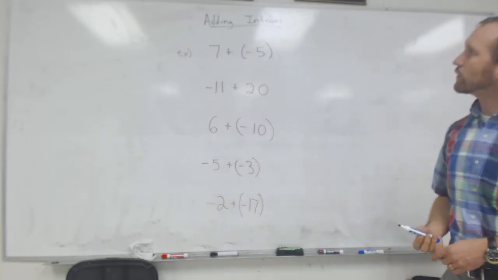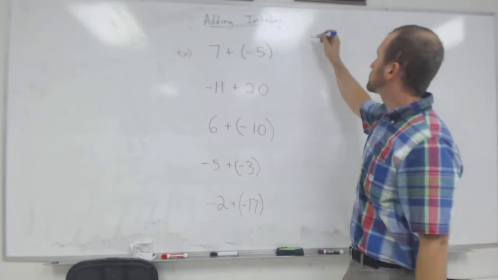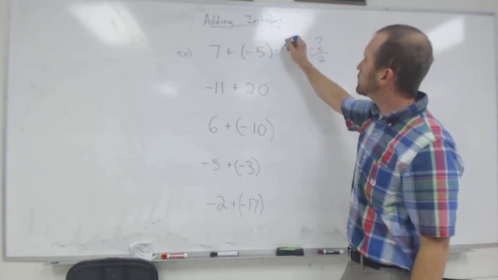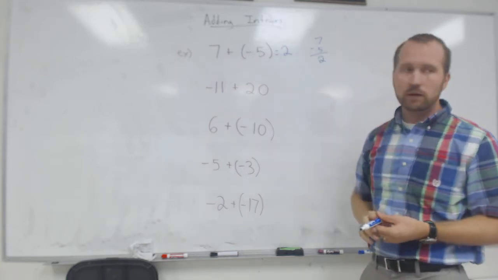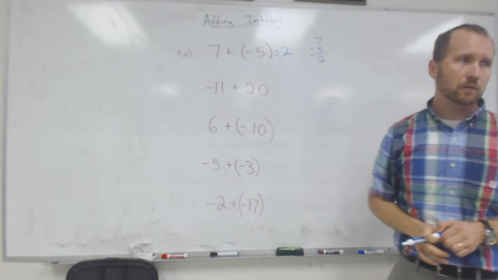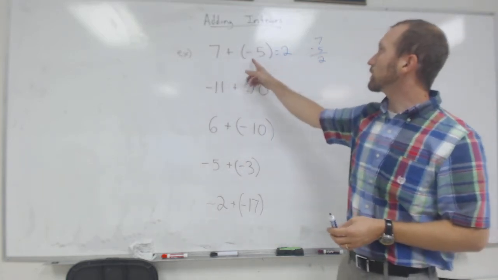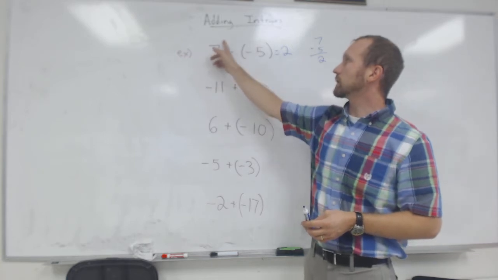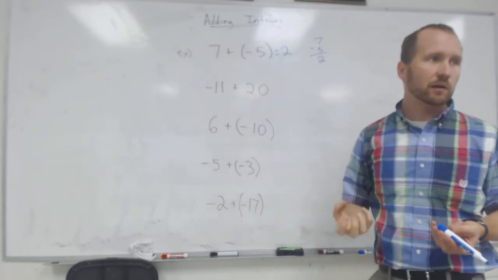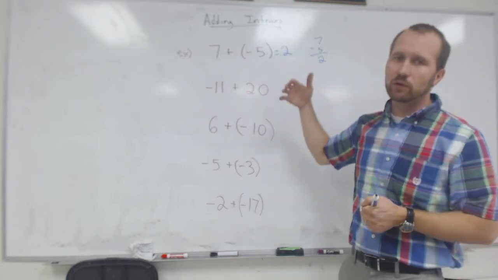So the first example, what did we say we were going to do here? 7 take away 5 is 2. Is our answer 2? Why is it not negative 2? Because we used the negative already over here. We know that our answer is going to have the same sign as the bigger number. 7 is bigger, so there's positives left over.